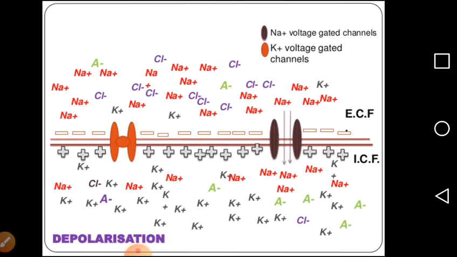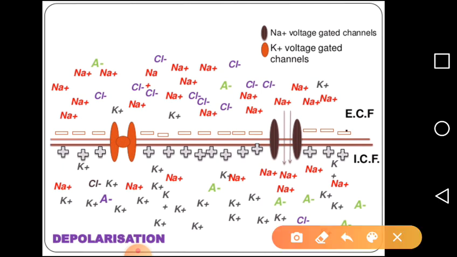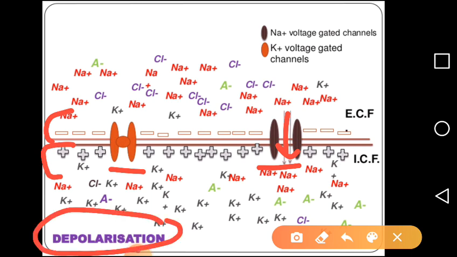Okay, so what is depolarization? Depolarization is when the sodium channels are open, and you can see that the potassium channels are closed. So more sodium is going inside, and obviously when more positive ions move inside the cell, it will cause positivity inside the cell as compared to outside. So outside the cell will become negatively charged and inside would become positively charged. This is called depolarization.